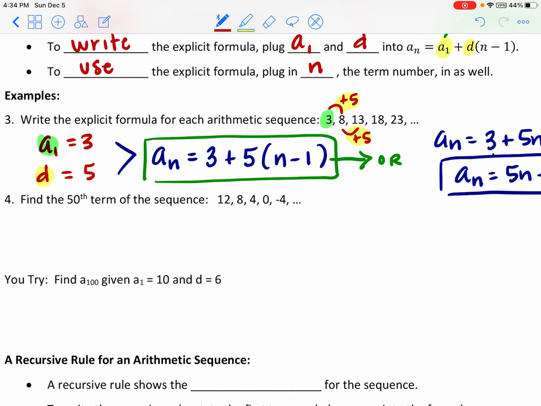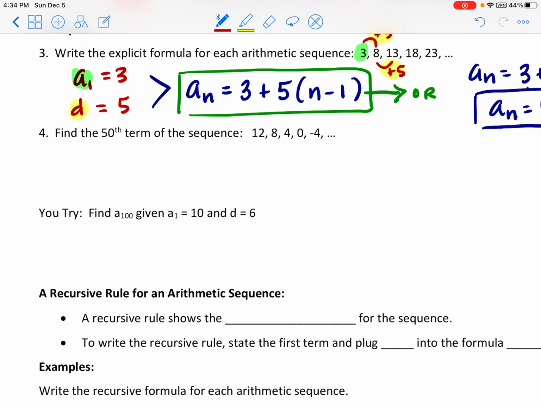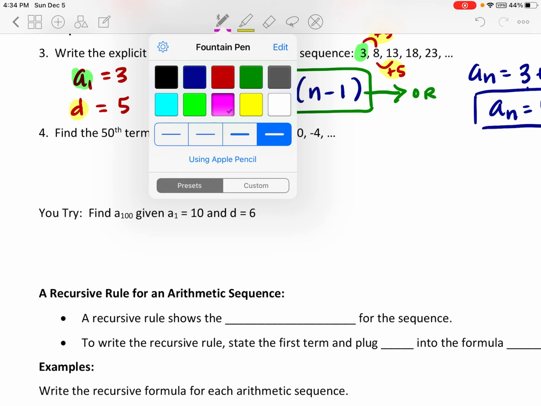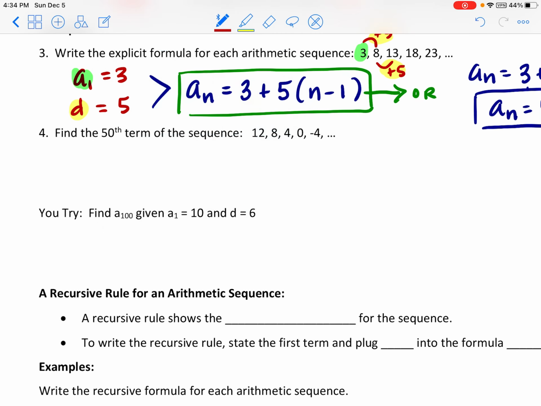The purpose of this formula is to find missing terms in the list. So for the next example, it says to find the 50th term. That means that n is 50. So we have that piece to also plug in now. We're also going to be plugging in our first term like we did before, and that's going to be 12. We're also going to plug in our common difference like we did before. And in this case, I can see I'm subtracting 4 to get from one number to the next. So all three of those items get plugged in.